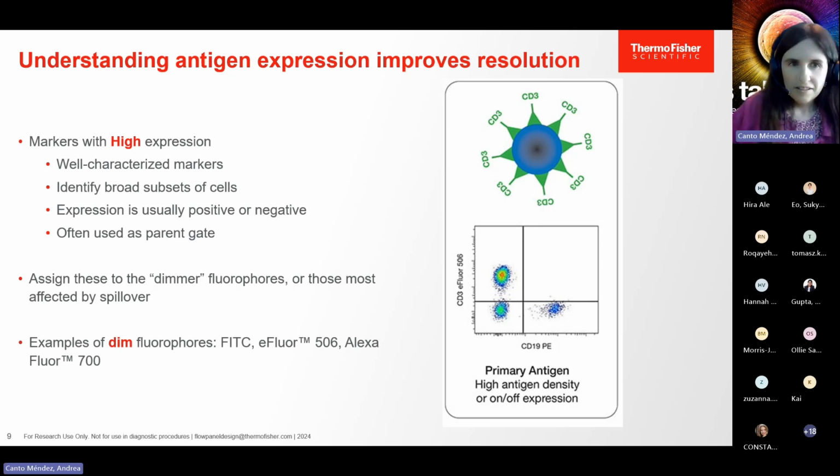So these markers that are highly expressed are the ones we have to assign to the dimmer fluorophores, or to those most affected by spillover coming from other fluorophores, as we are going to explain at the end of the presentation. As an example, here you have CD3 detected with Fluor 506, which is typically a dim fluorophore in most of the popular flow cytometers. And other examples of dim fluorophores are FITC or Alexa Fluor 700, although of course this depends on the specific instrument that we are using.